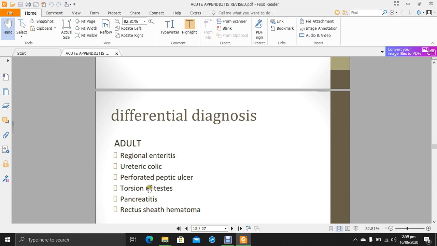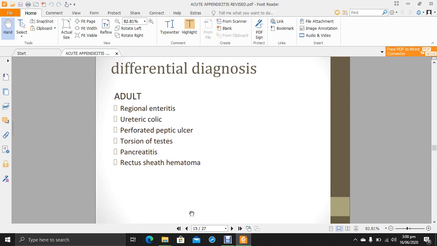And testicular torsion, especially when a right-sided undescended testis torts, you will be confused that this may be acute appendicitis, and the pain is sharp, very severe, and sudden. Acute pancreatitis can also present with pain in the right iliac fossa, and right rectus sheath hematoma, sometimes because of trauma to the right inferior epigastric artery, hematoma develops. You may be confused. So these are the differential diagnoses of acute appendicitis in adults.